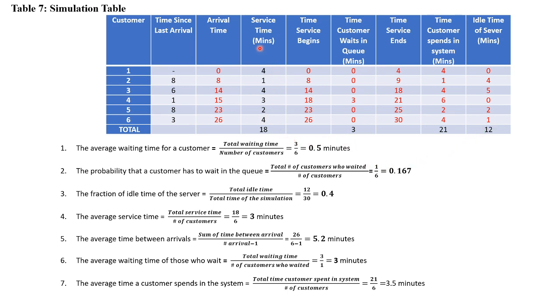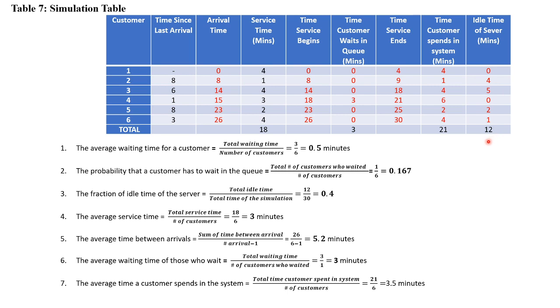Now when we are finished, we'll have to total. First of all, we total the service time in minutes. So the total service time is 18. We also add the time customers wait in the queue, which is 3. The time customers spend in the system, when we add everything, is 21. The idle time of the server, when we add everything, is 12.